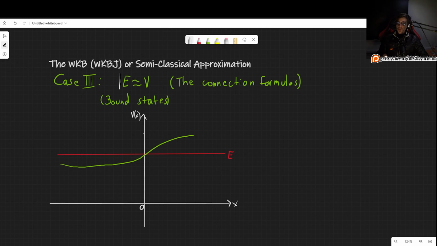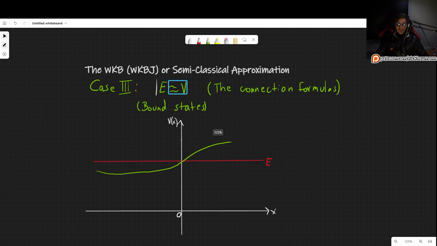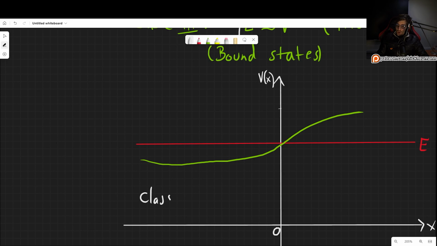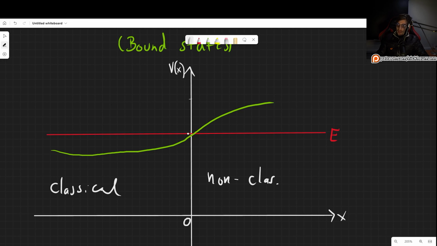Welcome! In this video, we'll begin discussing the third case in the WKB or semiclassical approximation. Now, this case is when the energy becomes comparable to the potential, because what we had been seeing before were cases like in the classical region, where our energy, here in red, was always greater than the potential here in green.